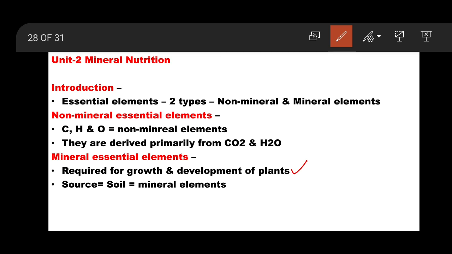That is soil. The ultimate source for mineral elements is soil, because soil is produced from weathering of rock, and whenever you do analysis of rock, you will come to know that rock is made up of different minerals. So in soil we are getting n amount of minerals.